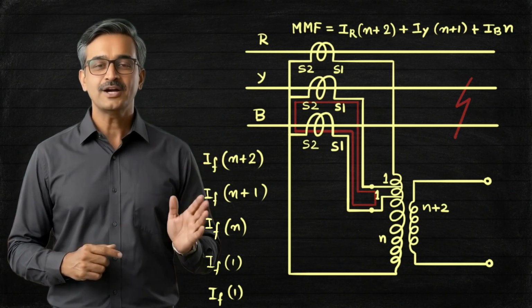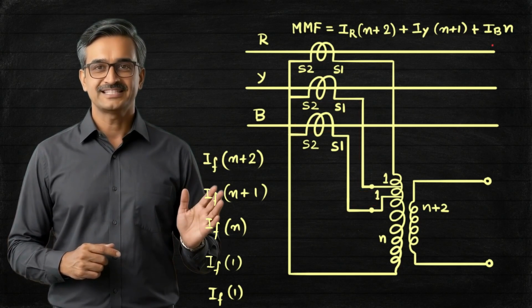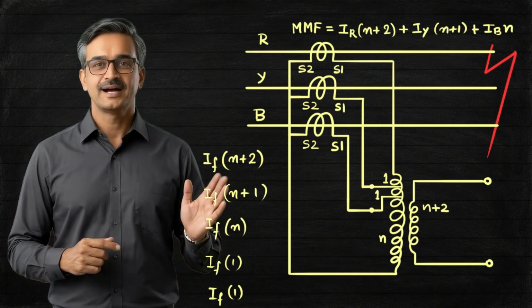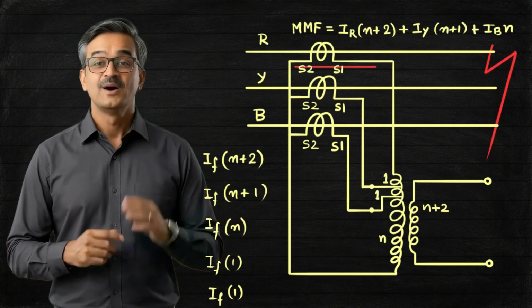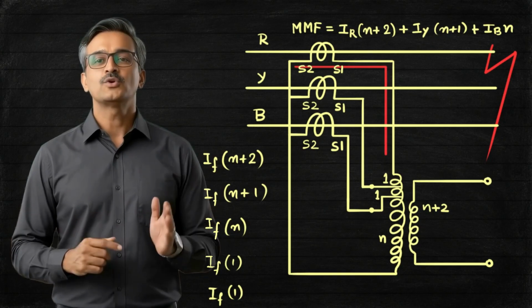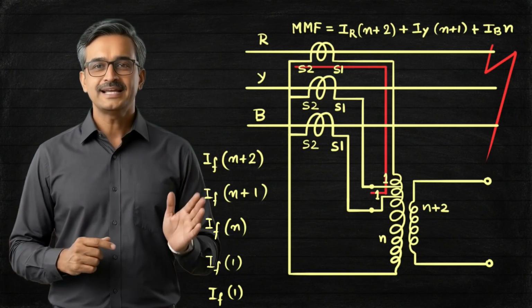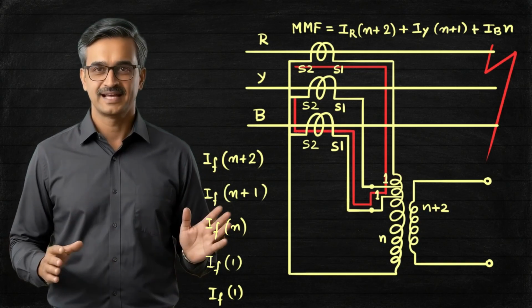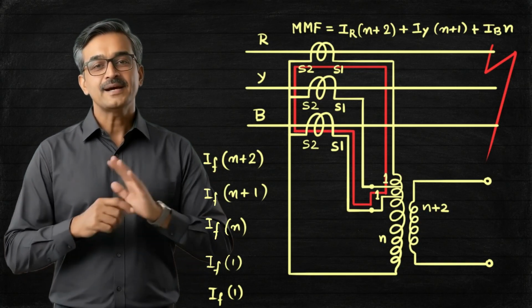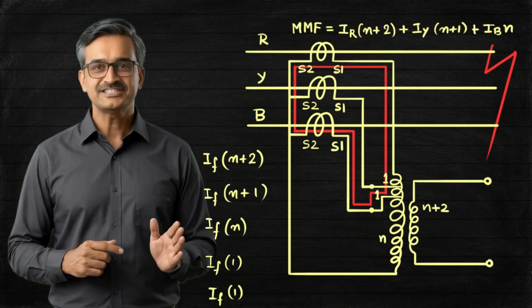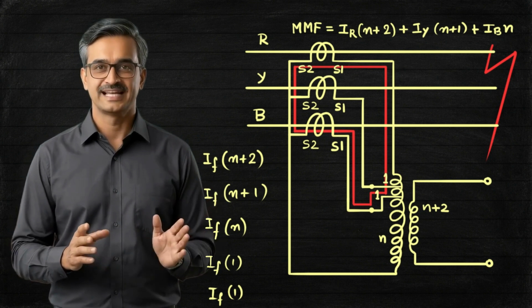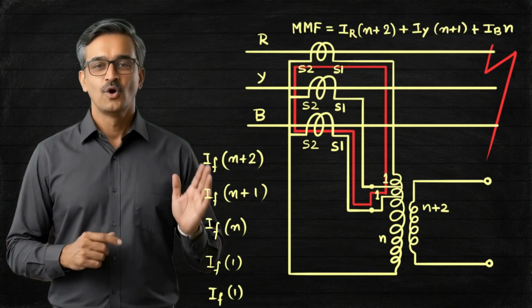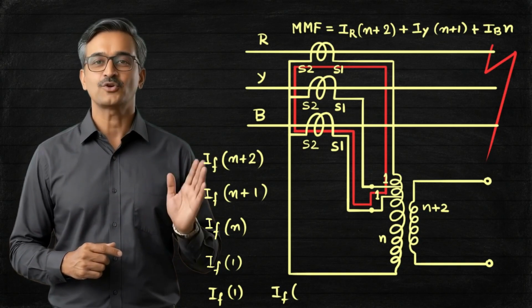Now, suppose a short circuit occurs between the red phase and the blue phase. The fault current will pass through the secondary winding of the red phase CT, cross two turns of the summation CT winding, and then return to the S2 terminal of the blue phase CT, thereby completing the loop. Here, only two turns of the summation CT winding are enclosed by the circulating current. Therefore, fault MMF equals I_f into 2.